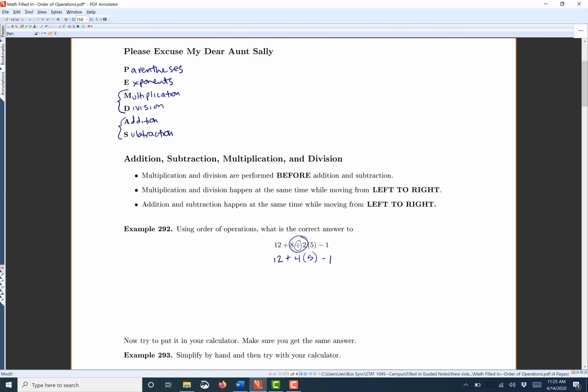So now we have an addition, a multiply, and a minus. So we'll do the multiply first. So we'll have 12 plus 4 times 5 is 20 minus 1. Now we have an addition and subtraction. Those are at the same level, but you do them from left to right. So we'll do 12 plus 20 is 32 minus 1. And now that's all we have left, so just 31. So that is the correct answer.